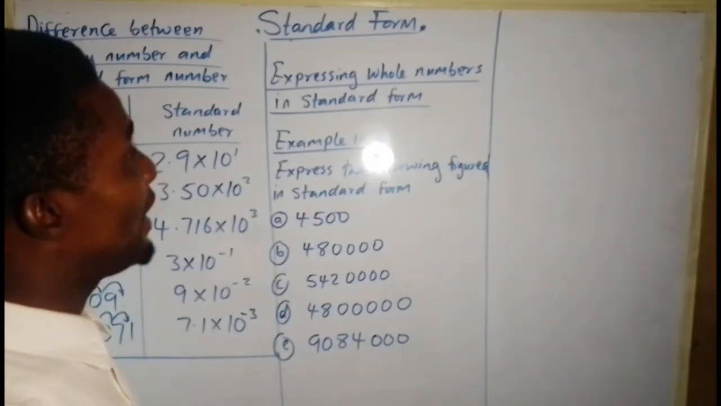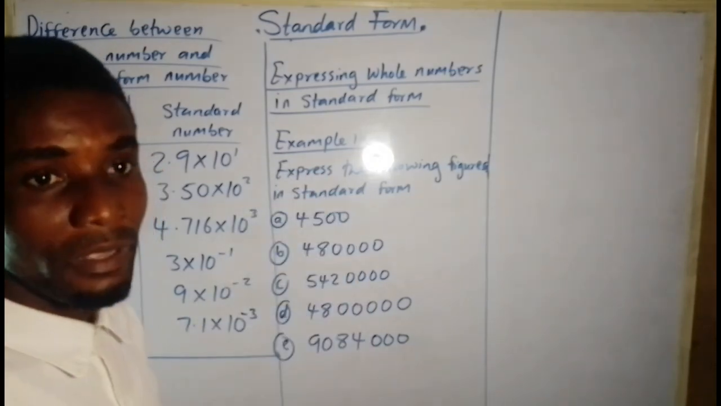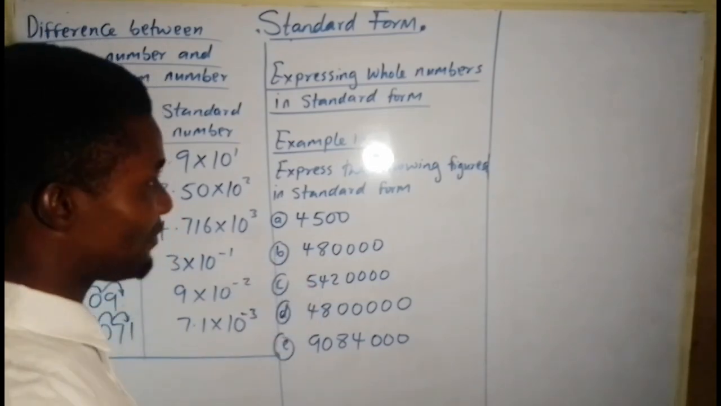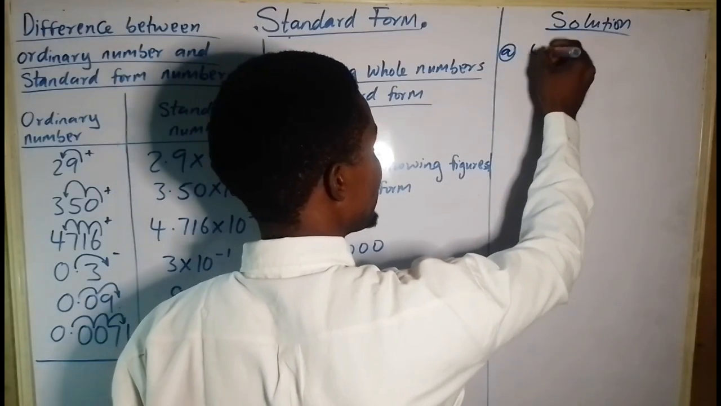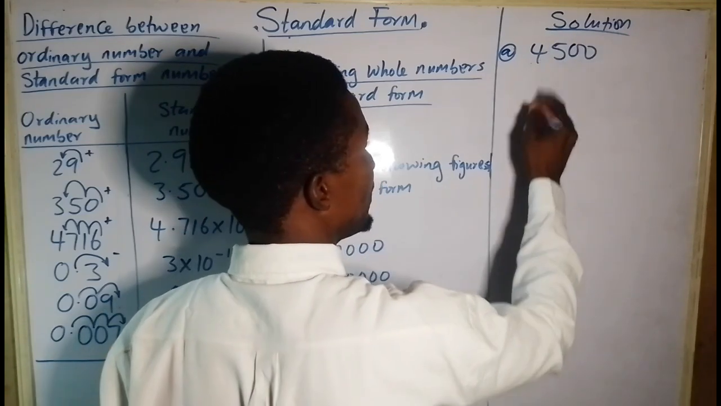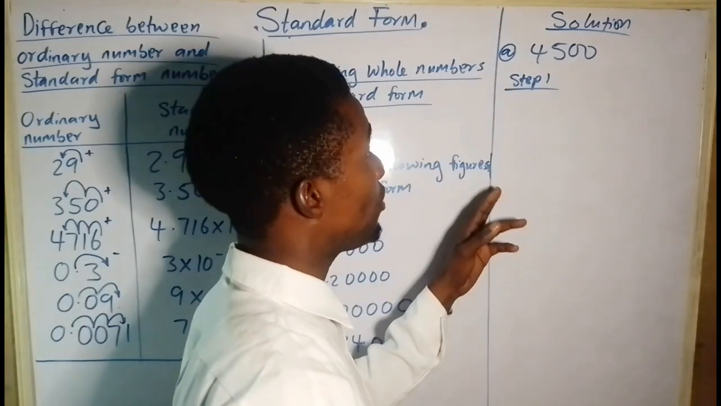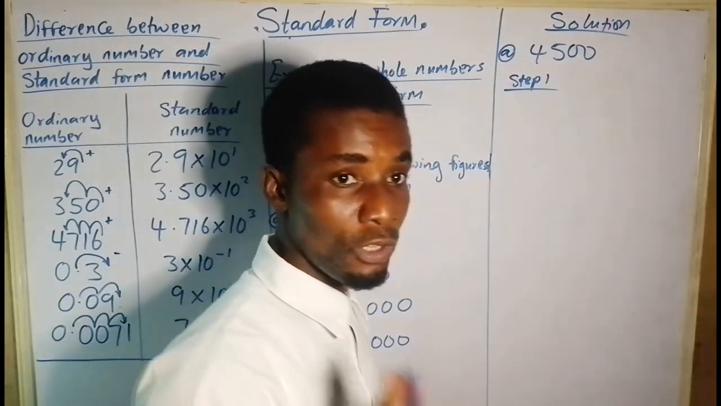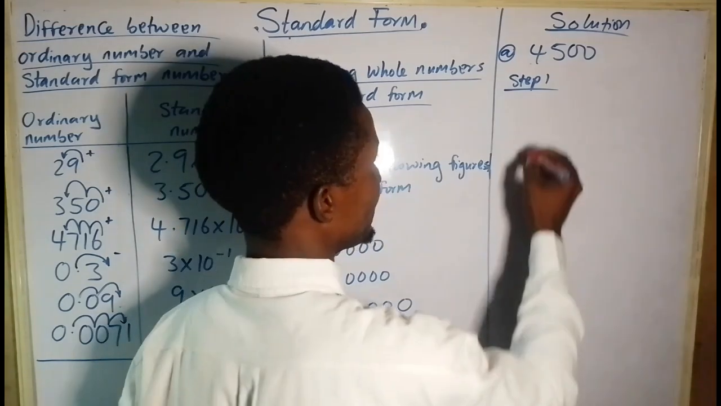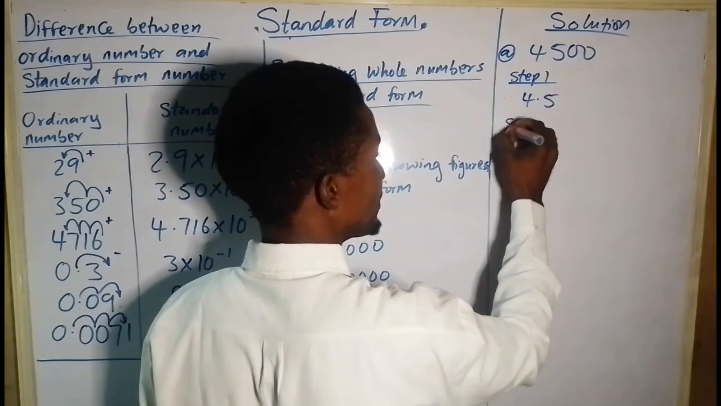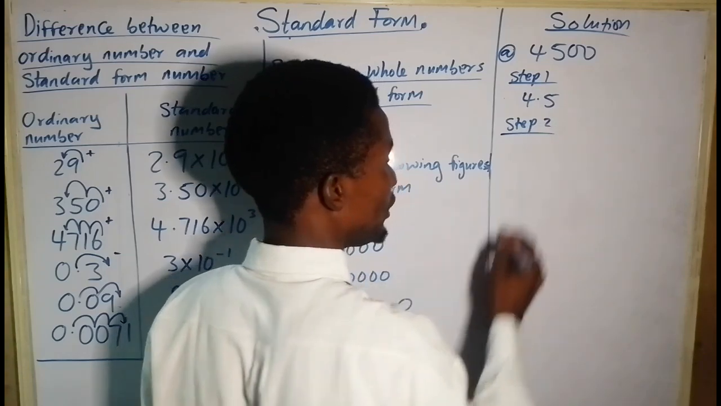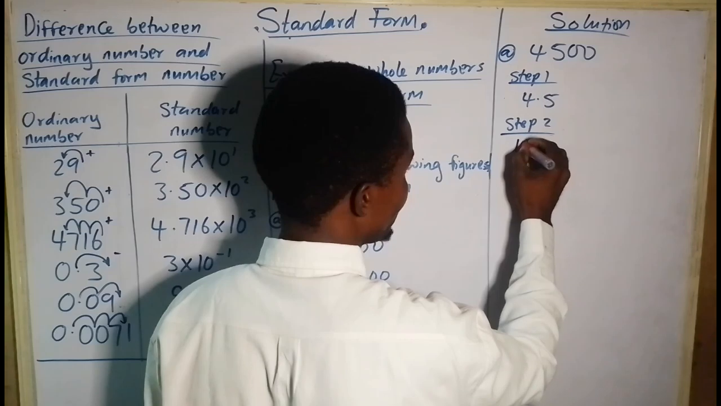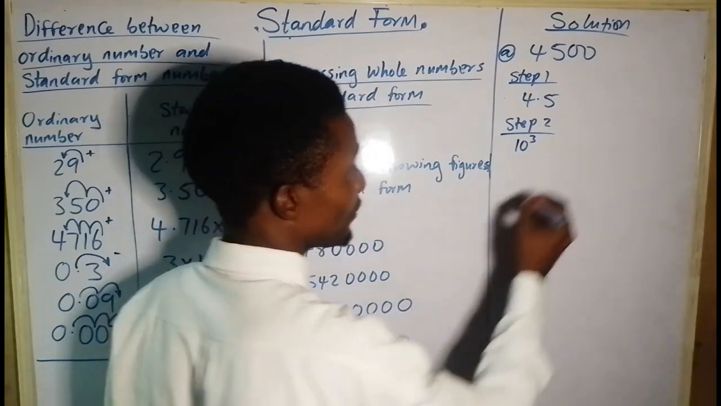This question says expressing whole numbers in standard form. Now let's express these numbers in standard form. The first thing we need to do, that is our 4500. Step one is to identify the non-zero digit number, which must be greater than or equal to 1 and less than 10, which is 4. Step 2 is to write the power of 10 as an exponential. So we have 10 raised to 3.